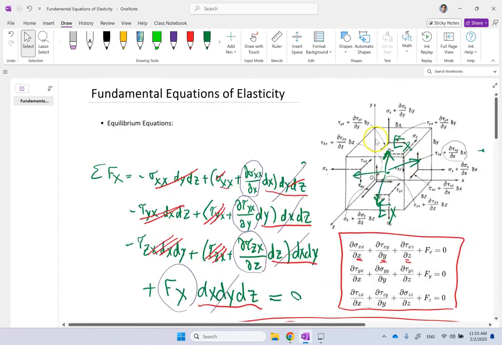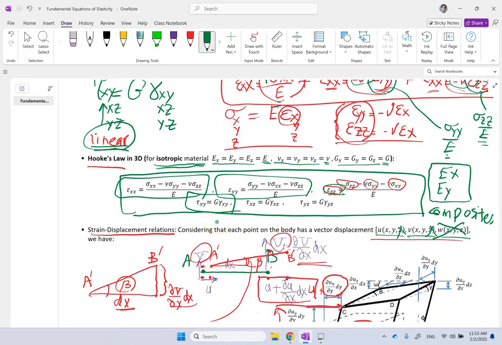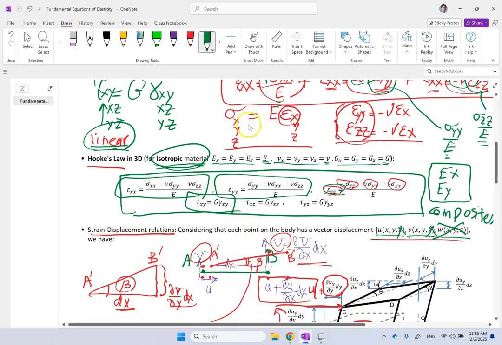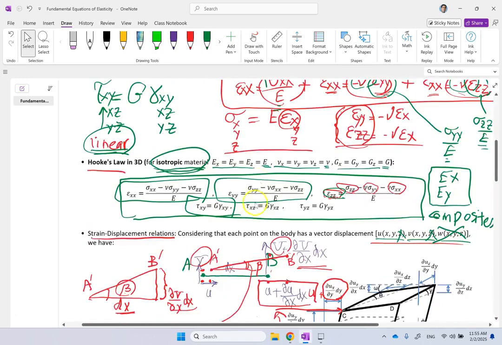So here I try to go through the 3D fundamental equations of elasticity. And not just elasticity. Remember, there are two other constraints. One, the material should act in the linear region, and two, the material should be isotropic. So these equations are valid. Otherwise, some or all of them will not be valid. This top one is going to be valid regardless, but these bottom ones, not always.